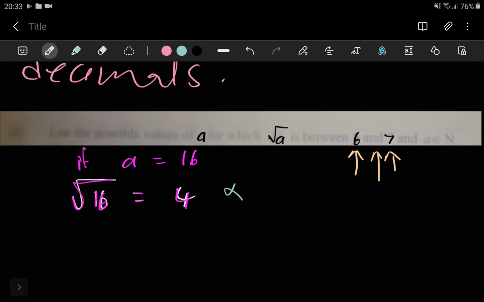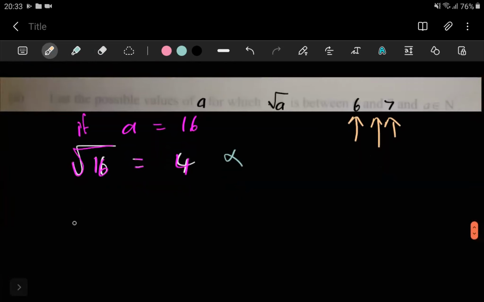We actually don't need to worry about putting a square number here. We just have to think of slightly higher numbers if we're going to get an answer between 6 and 7. So you could even think to yourself, let me try the square root of 49. The square root of 49 is exactly 7. But then the question literally says list the possible values of a.